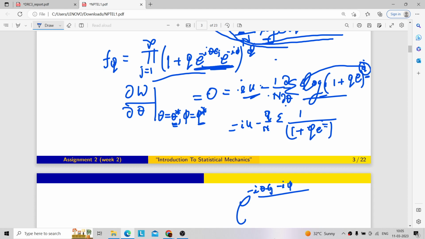Okay. So we have theta dependence here. So its derivative according to the chain rule we will get minus i epsilon j and the same function e to the power minus i theta epsilon j minus i phi. So what we have is the derivative of this, and we have to take this at theta star, phi star, then we have to equate it to 0.